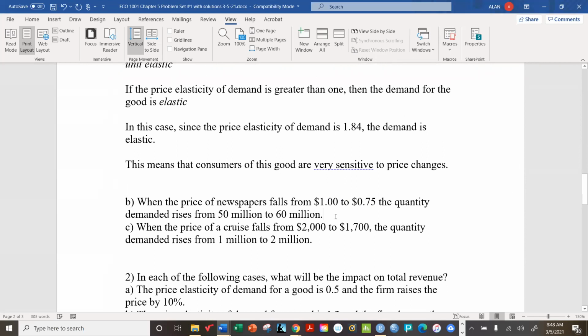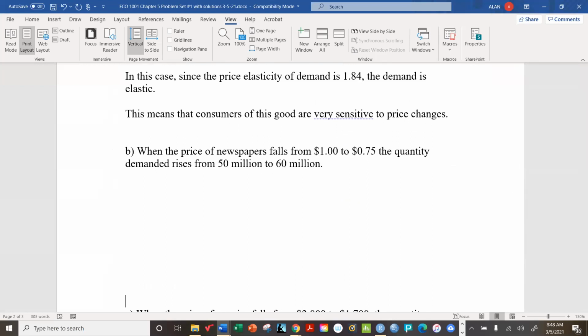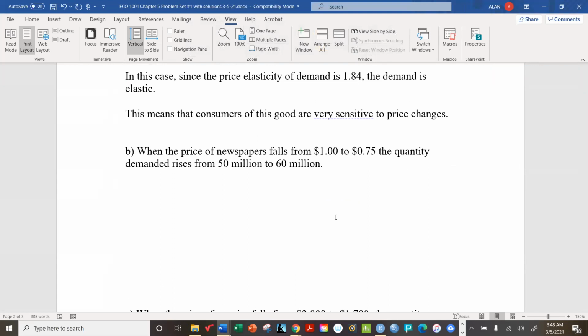All right, now in the second case, we have newspapers. Now, the problem is exactly the same as the previous one. They're just different numbers. So the setup is the same and the conclusions are the same. So we'll just start again with this one. Now here, the price is initially a dollar and it drops to 75 cents. The quantity, again, you see how it's in millions, just leave it as 50 and 60.